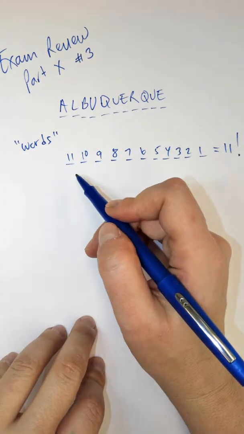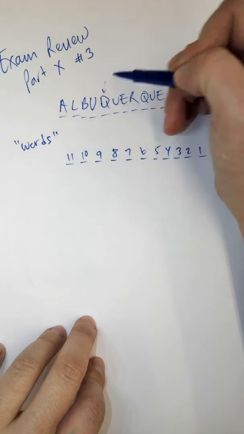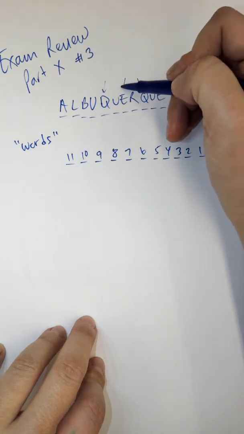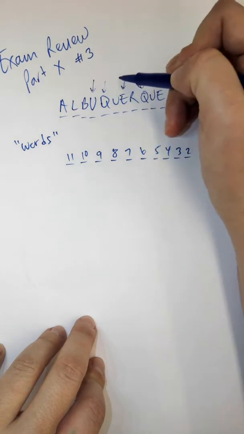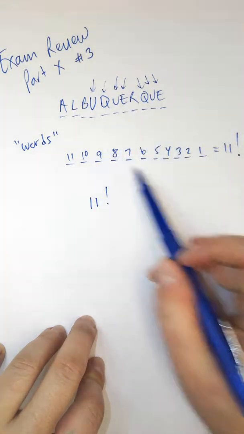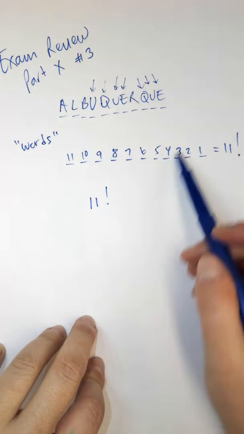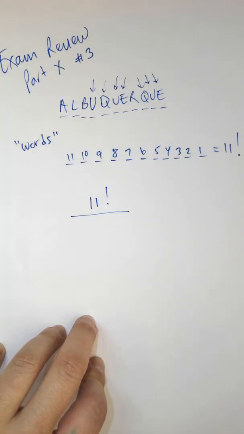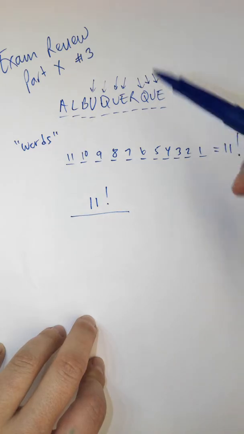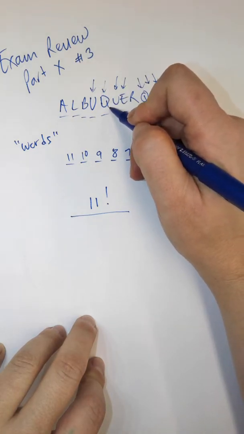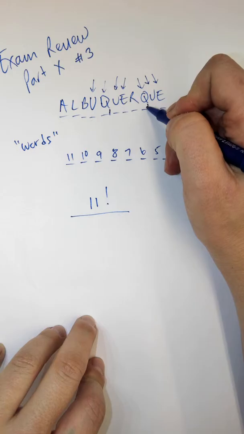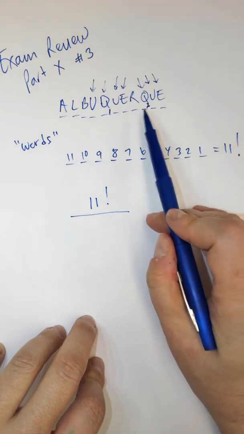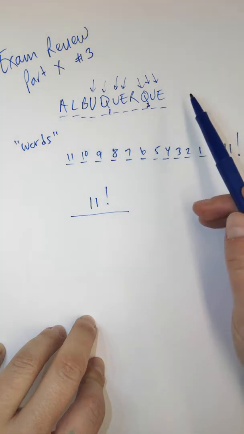Look up here. We have a Q that repeats. We have an E that repeats. And we have a U that repeats. So the total number of ways that you can have 11 letters rearranged is 11 factorial, but we've got to take into account the duplicates, because this first Q, let's call that Q1, and this second Q, Q2, if I flip places, it still spells Albuquerque exactly.